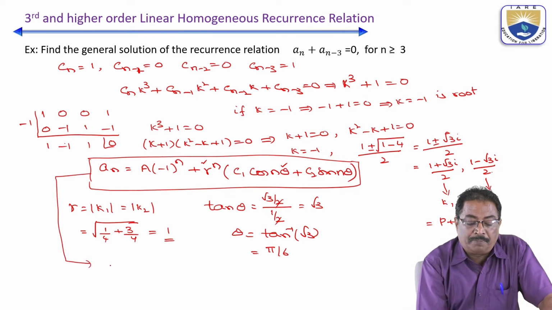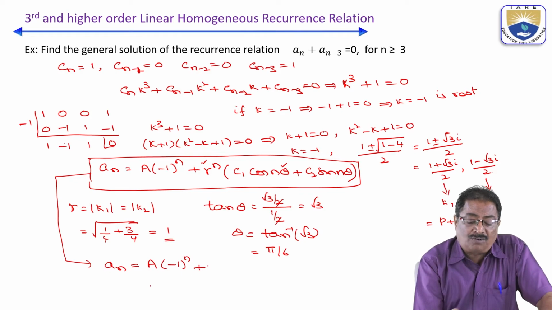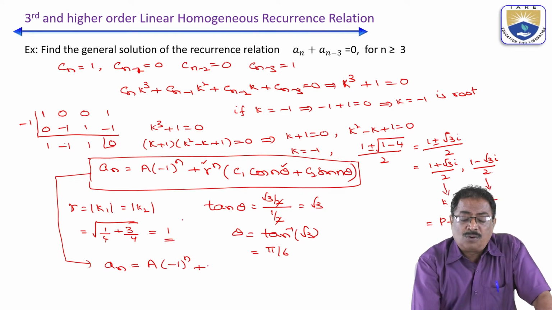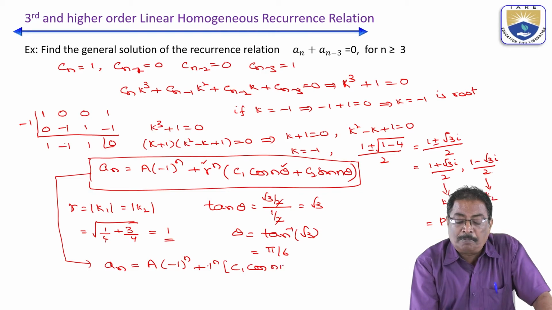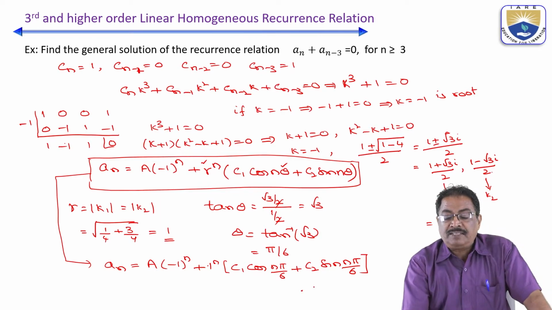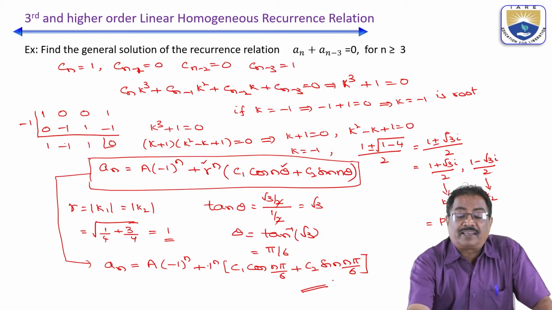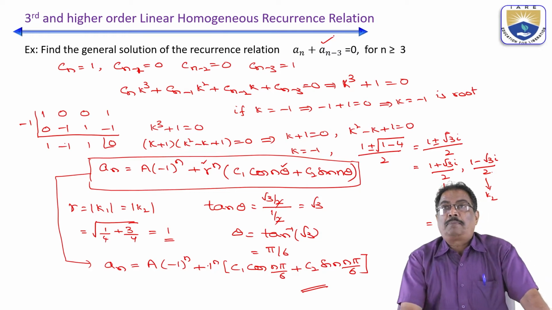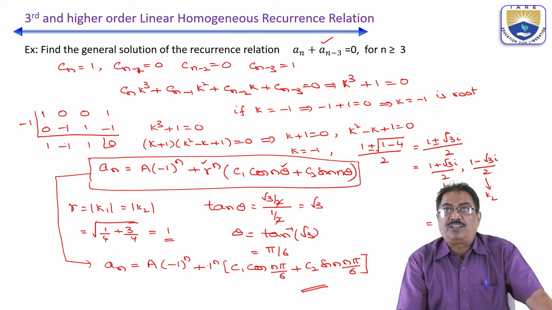Now this solution will become an is equal to a times minus 1 to the power of n plus r to the power of n, which is 1 to the power of n, and that is 1 only, times c1 cos n pi by 6 plus c2 sin n pi by 6. So this is the general solution for the given recurrence relation an plus an minus 3 is equal to 0.